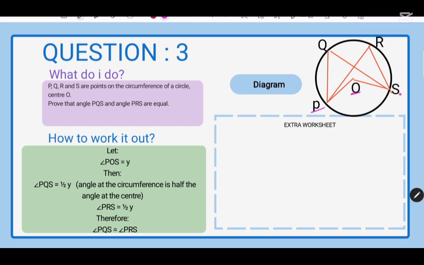Let it be what? Let it be Y. Angle POS equal to Y. So this angle, let it be Y. That means angle PQS. Remember? Angle PQS, this angle here will now be half of Y, because the angle at the circumference is half the angle at the center. So this is half of Y.